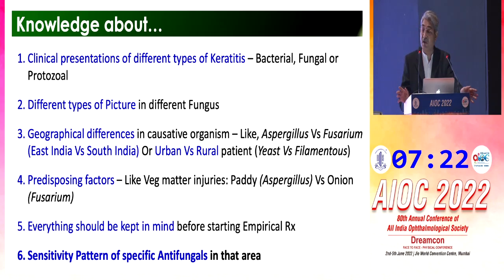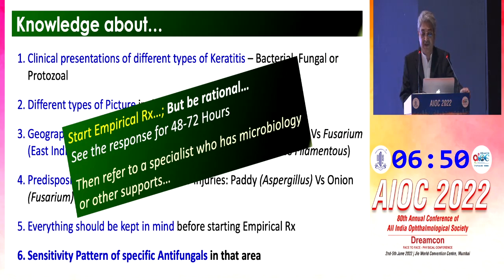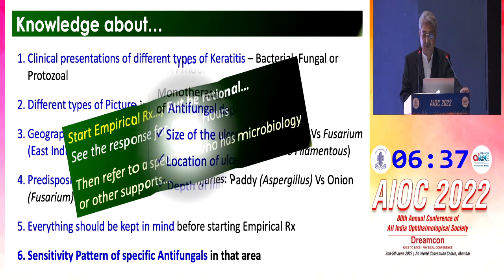We know that Aspergillus is more common in eastern and northern India. Fusarium is more common in South India. Then urban versus rural population. And also the predisposing factor: with paddy seed or paddy-related injury, Aspergillus is common, whereas with onion-related injury, Fusarium is common. So everything should be kept in mind before starting empirical management. Sensitivity patterns might be different in different parts of the country. You have to remember all those. So you start empirical treatment, be rational, and see for 48 to 72 hours. If it is not responding, refer to a specialist who has the facility for microbiology workup and other support.